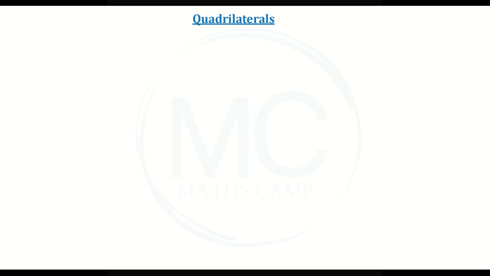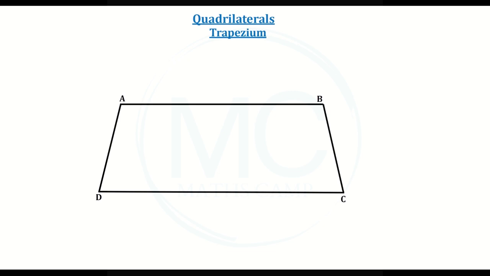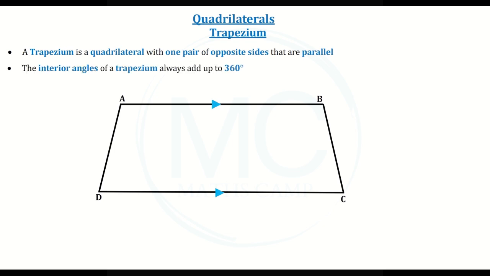In this video, I'd like to look at some examples of how we work with a trapezium. A trapezium has one pair of opposite sides that are parallel. Also, remember that the interior angles of a trapezium always add up to 360 degrees. When working with quadrilaterals, we use internal angles quad as our reason. Let's look at some examples.